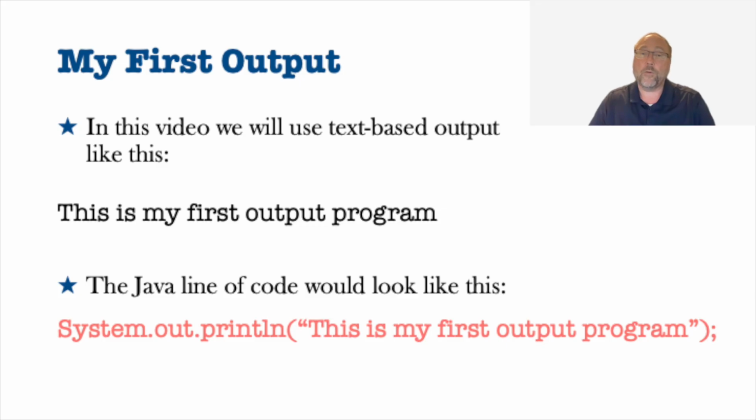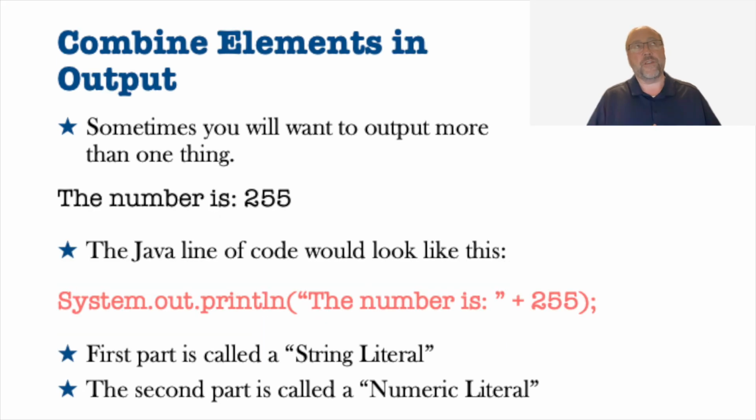All right, so the thing in the double quotes we call a string literal, and we'll learn a little bit more about that. Sometimes we want to do something a little more extravagant than just outputting one string literal. So let's say instead we wanted to output "the number is: 255." You could have just used a single string literal, but what would be the fun of that? So we're going to write a line of code instead: System.out.println, and then a string literal, the first part, "the number is: ", and then a plus, and then something we call a numeric literal, which is 255.